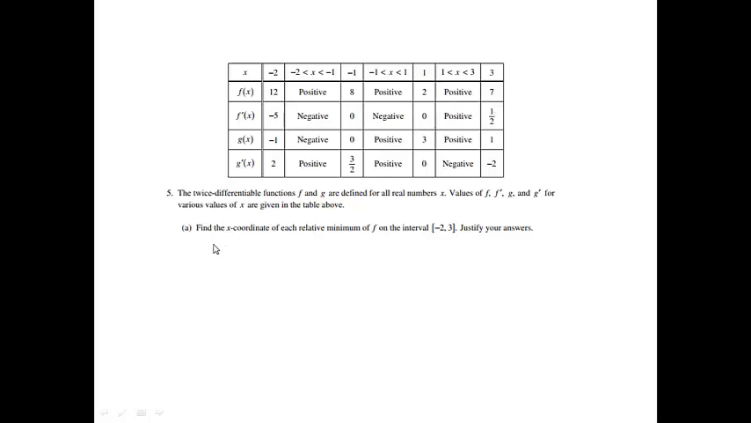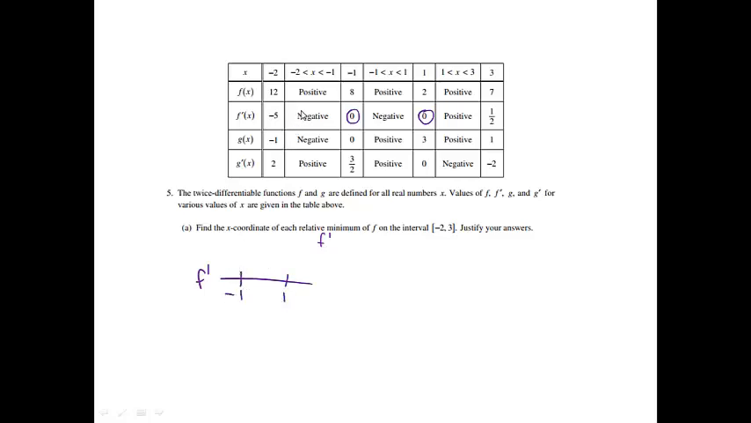So part A, it says to find the x-coordinate of each relative minimum of f on the interval -2 to 3. Justify your answers. Well, if I'm looking for a relative minimum, I would like to make an f prime chart. So my f prime chart, I'm going to look for where f prime is equal to 0. So I'm going to go to my f prime. It equals 0 at -1 and at 1.